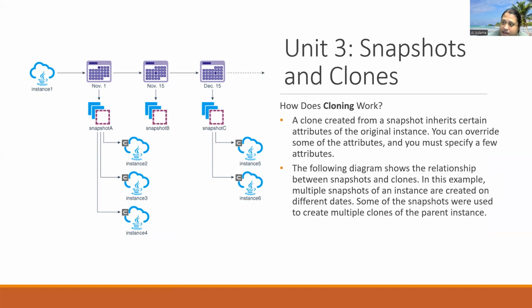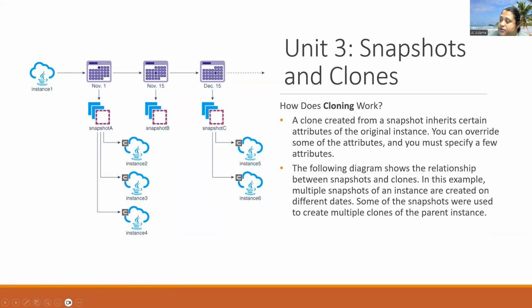The following diagram, this guy here, which I found online, which is a very beautiful picture that explains it, shows the relationship between snapshots and clones. In this example, multiple snapshots of instances are created on different dates. So on these dates, November 1st, 15th, and December 15th, we made snapshot A, snapshot B, and snapshot C. Right? That's what it's saying.